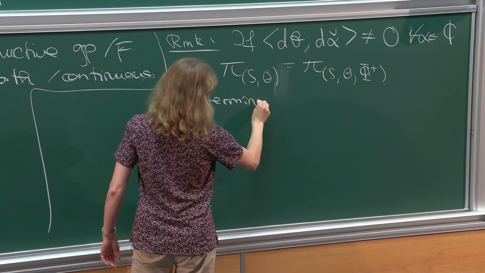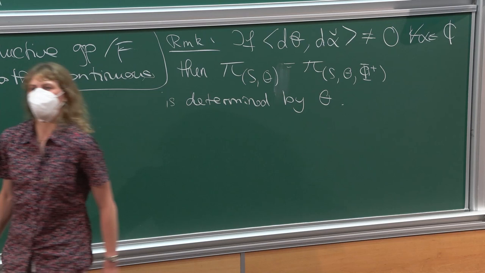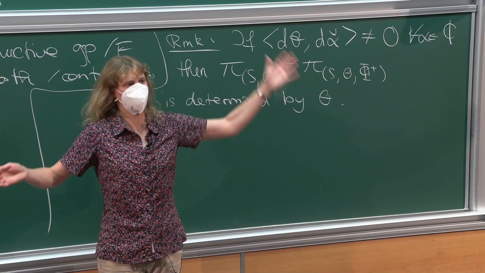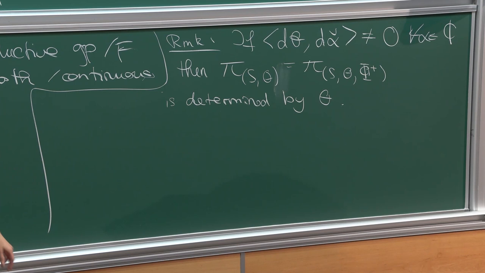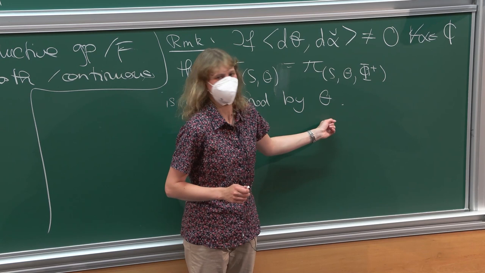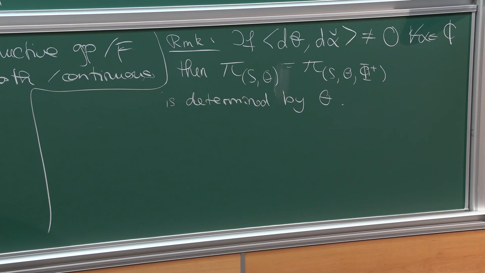So that means these representations are determined by θ only. These representations are parameterized by an elliptic torus, which in the real world is unique up to conjugation, so it's not really a choice, and this character. So that's the real world. That's something we knew when covalence happened.